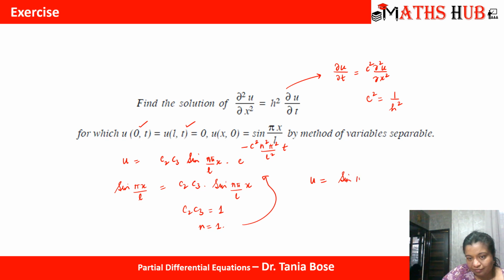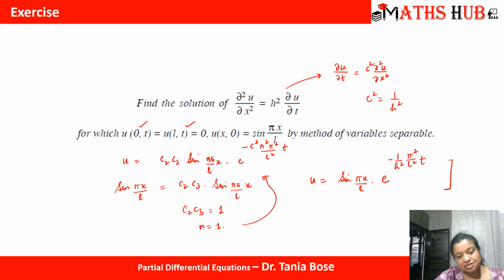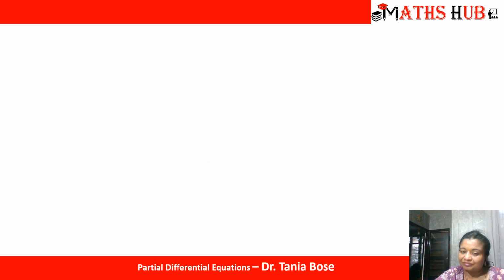So it is sine pi x by L into e raised to power minus 1 by h square, n is 1, so you will have pi square by L square t. So this will be the solution of the heat equation, right? So I hope the solution is clear to everyone. It needs practice because it's lengthy, but it's not difficult. If you remember the steps, what we are doing, you will be able to grasp the topic, right?